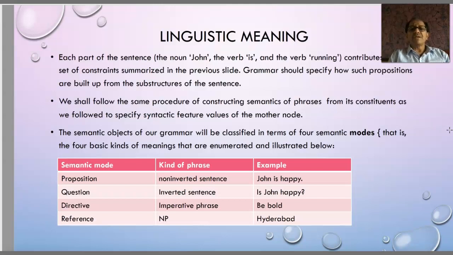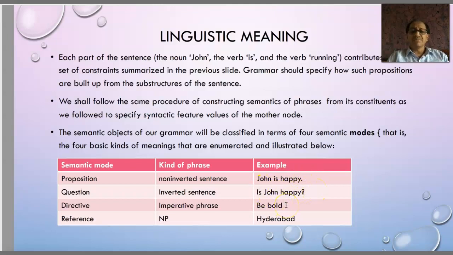When we look at the semantic objects of a grammar, those semantic objects have to be classified into 4 semantic modes. That is, there are 4 basic kinds of meaning which have to be enumerated. What are those 4 basic kinds of meanings? You can see them in the table: proposition, question, directive, reference. Proposition is illustrated by a non-inverted sentence. A question will have an inverted sentence. Directive will have an imperative clause or imperative sentence. A reference will be a noun phrase. And you have all the examples here. John is happy is a proposition. Is John happy is a question.